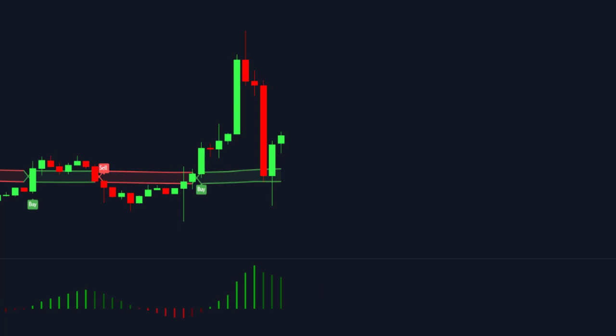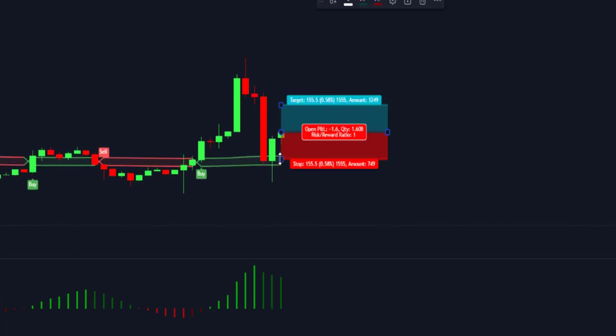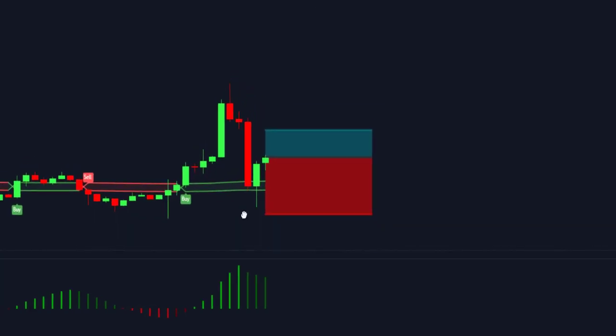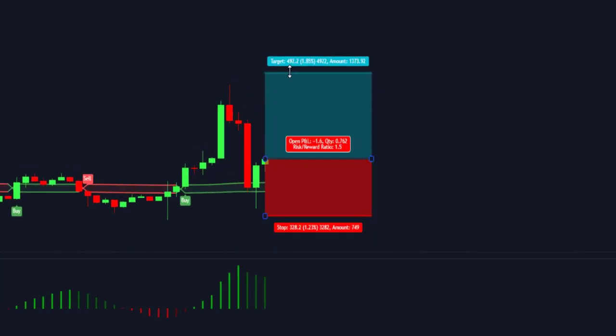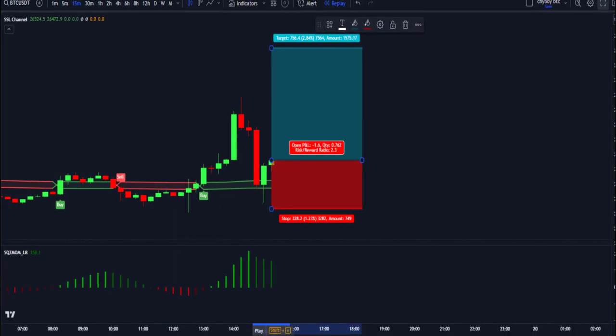Then you can enter a buy order at the market price or at the next candle open, depending on your preference. You are going to place your stop loss below the lower band of the SSL Channel or below the most recent swing low, depending on your risk tolerance. And you are going to set your take profit at the next resistance level or at a multiple of your risk-reward ratio, depending on your trading objective.